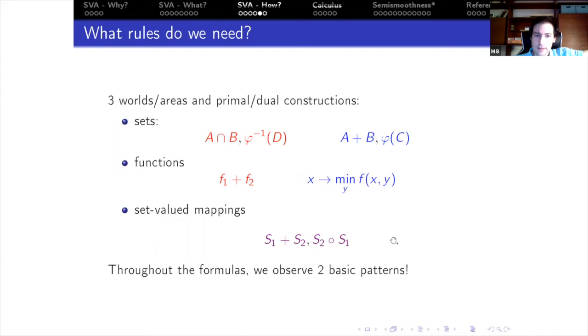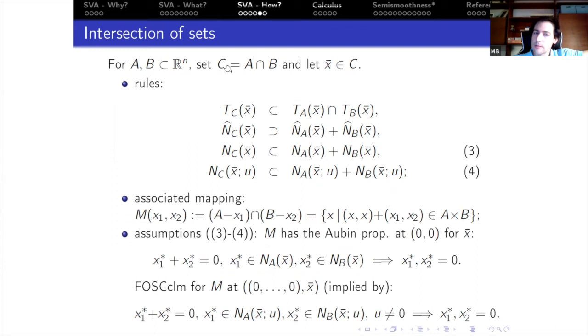Just to give you an idea, for the first pattern represented by intersection, you have very simple formulas. You see that the tangents basically keep the intersection. So the tangent to an intersection is the intersection of tangents, or it's just a subset.